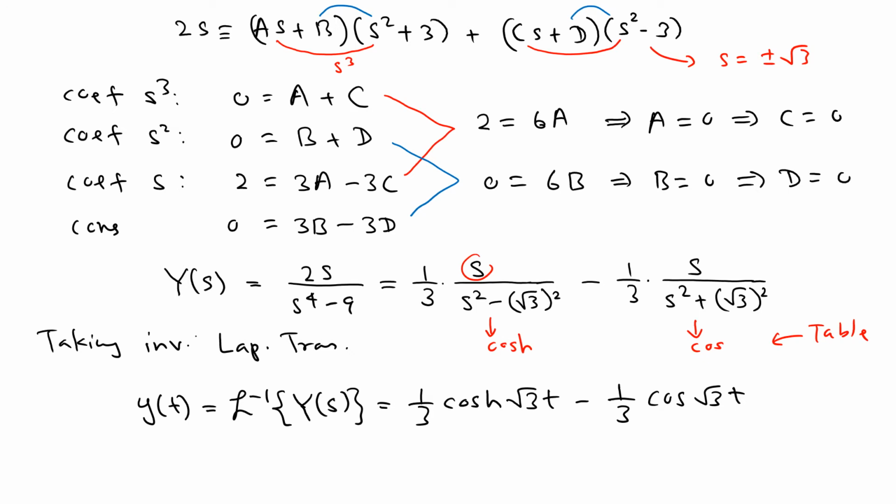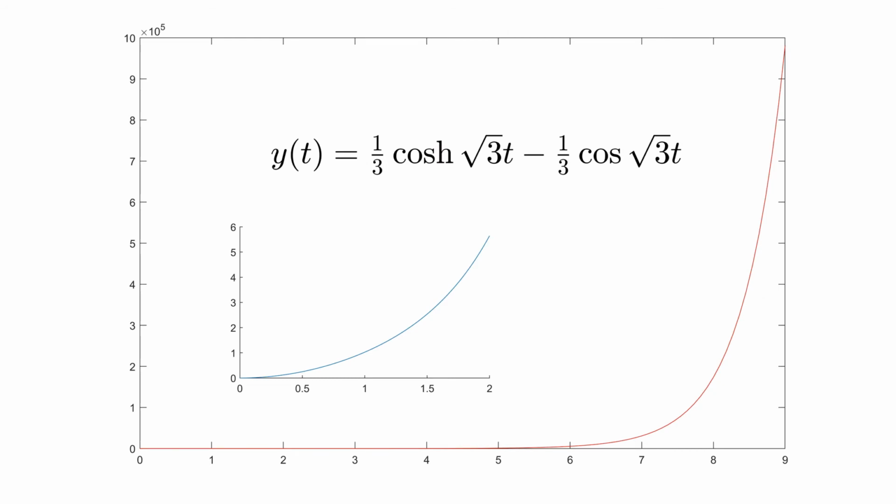Okay, let's look at the graph. You can see that because of the cos function, we have a different situation here. So the graph of that looks like that. So this is the situation. So what's going to happen? The small one shows what happened in the domain from 0 to 2, and you can see that it grows exponentially. But if you look at the large domain from 0 to 9, you can see that at 9 it goes to 1 million. So it grows really fast in a small time.